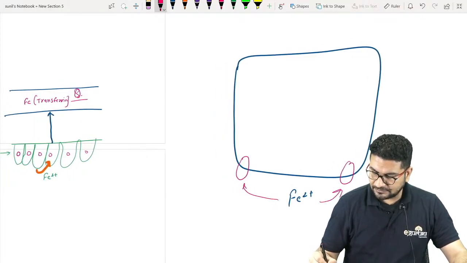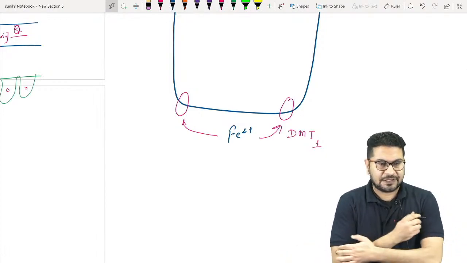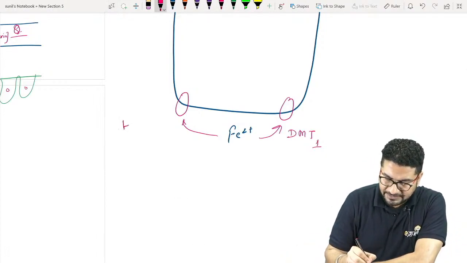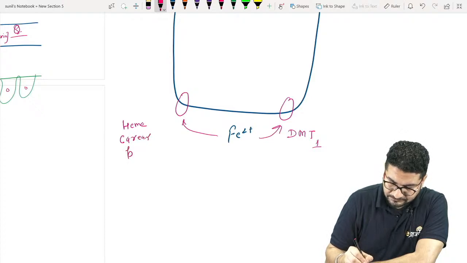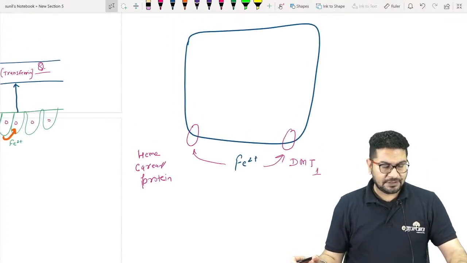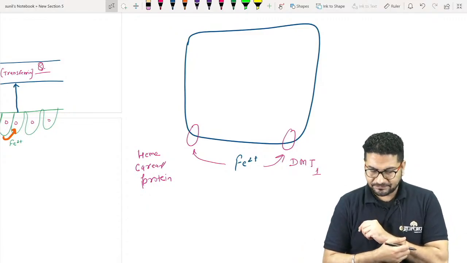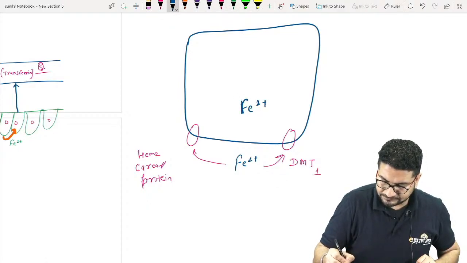is called DMT1. This question came in AIIMS exam. It is your divalent metal transporter 1, DMT1, or it can go by heme carrier protein. So understand this, this Fe2+ is entering your duodenum by two transporters, DMT1 or heme carrier protein. So once this Fe2+ is here, you can notice this Fe2+ is here, right?